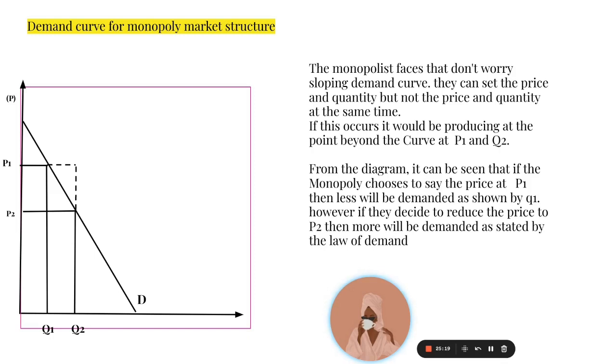They can set the price and the quantity. As I said earlier, they are price setters. So they can set either the price or the quantity. They can set how much they will supply, and at what price they will sell this amount. But they cannot set both the price and the quantity supplied at the same time. If this occurs, they will be producing at a point beyond the demand curve, right here, where there is price 1, P1, and quantity 2.